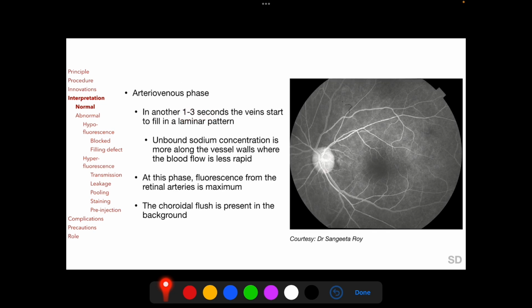In 1 to 3 seconds after complete arterial filling, the veins start to fill in a laminar pattern as shown here in this photograph. And this laminar pattern is said to occur because unbound sodium fluorescein concentration is more along the blood vessel walls where the blood flow is less rapid. In this phase, fluorescence from the retinal arteries is maximum and the choroidal flush is still present in the background.